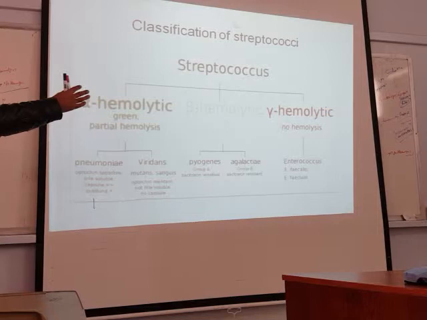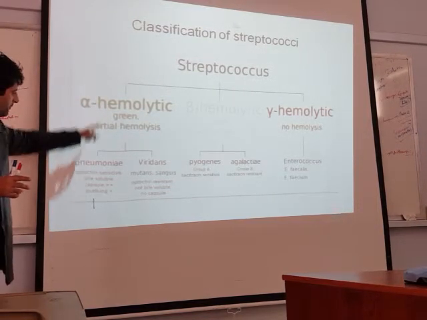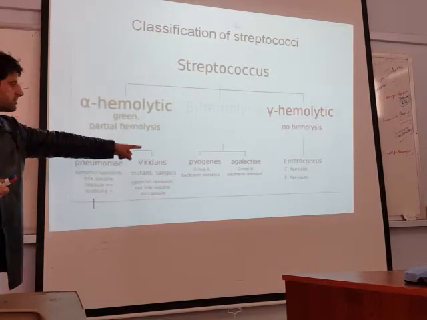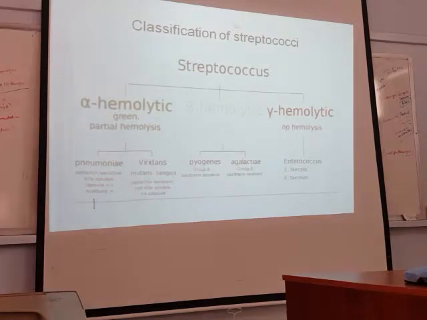So I put it in this figure as a whole, but our focus is alpha hemolysis by pneumoniae and viridans, and beta hemolysis by pyogenes, group A and group B. Fine. Why is alpha hemolysis a partial hemolysis? Why is it of green color? Because I put it as green here.